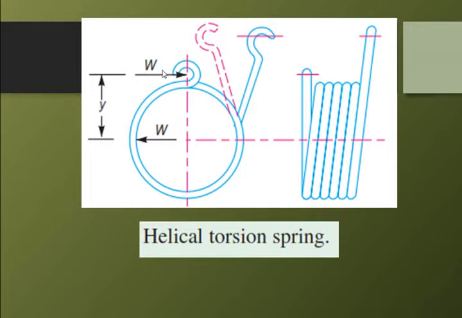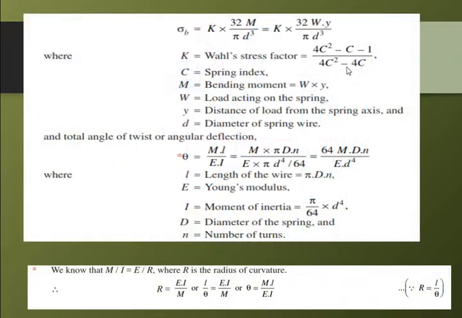This W into Y will be the load, and the wall stress factor is (4c² − c − 1) / (4c² − 4c), where c is the spring index here, M is the bending moment, W into Y. W is the load acting on the spring, Y is the distance of load from the spring axis, and d is equal to the diameter of the spring wire, small d.